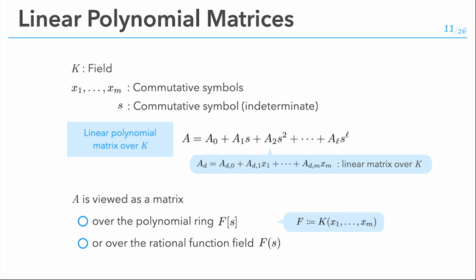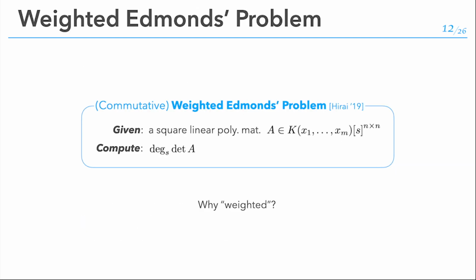Here, the matrix A is viewed as a matrix over the polynomial ring F[s], where F is k(x1 to xn), or over the rational function field F(s). The weighted Edmonds problem, or commutative weighted Edmonds problem, is as follows.